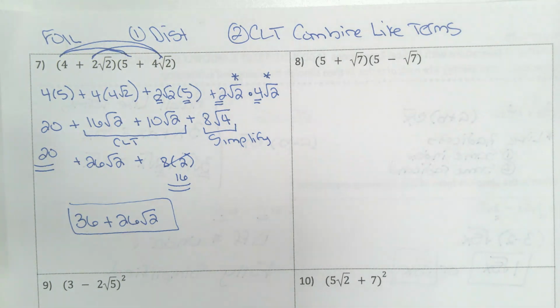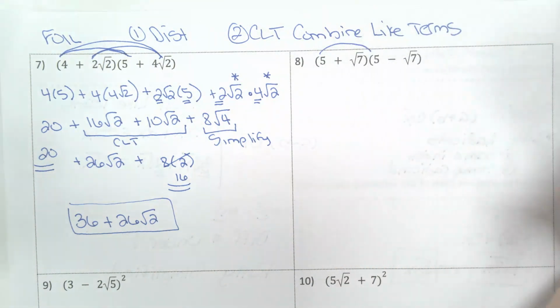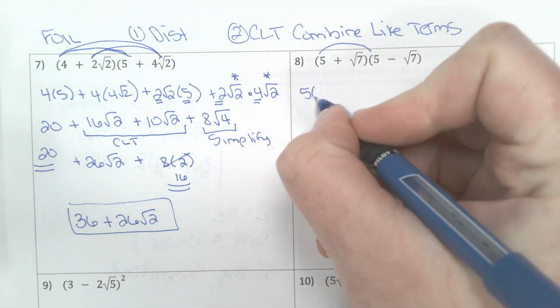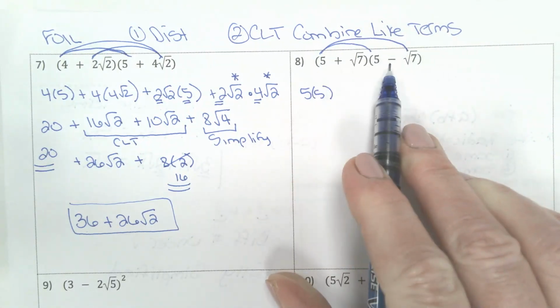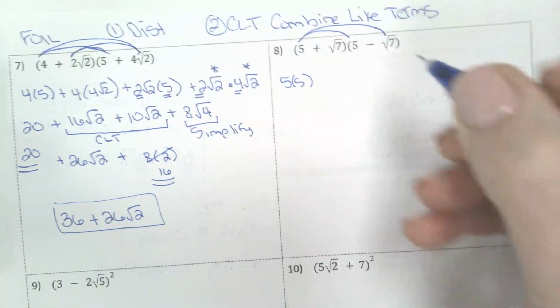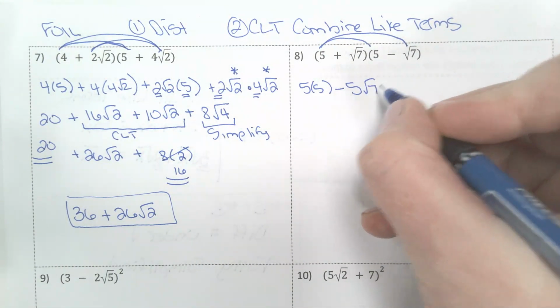And let's do another one. All right, so I'm going to take the 5 and distribute. So I have 5 times 5. I'm taking 5 times negative radical 7. Sorry. That gets me a negative 5 radical 7.